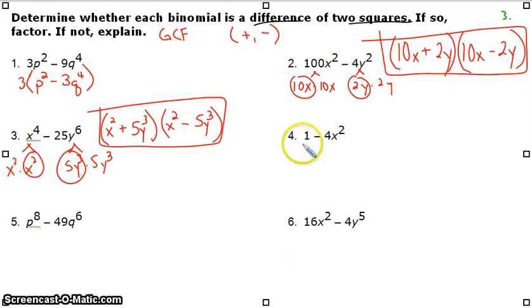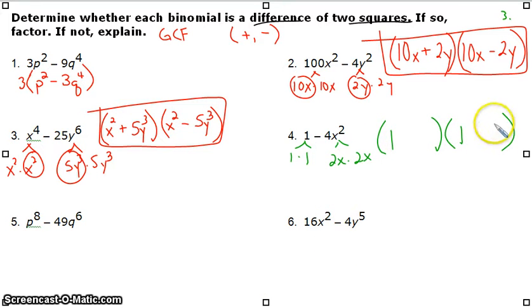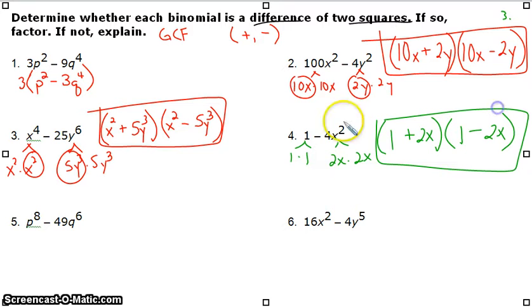Number 4. Is 1 a perfect square? Yeah, because 1 times 1 is 1. What about 4x squared? Yep, 2x times 2x. All right, let's make our binomials. Both starting with 1, and they're ending with 2x's. 2x here and a 2x here. What's the sign in between? Yep, one plus one minus, and that is your answer.